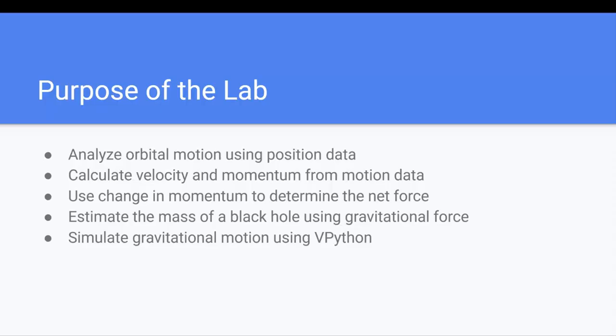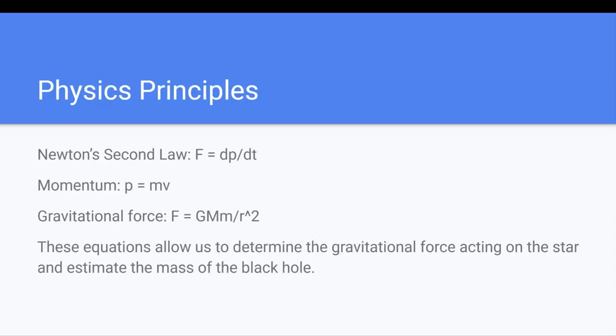In part 2, we use a computational simulation to study how gravitational forces affect the motion of a spaceship moving through a planet-moon system. This lab is based on several important physics principles: Newton's second law, F equals dp over dt, momentum is p equals mv, and gravitational force. These equations allow us to determine the gravitational force acting on the star and estimate the mass of the black hole.